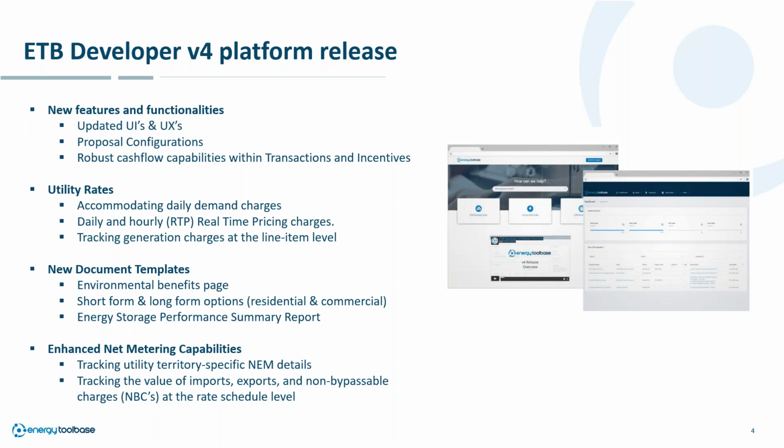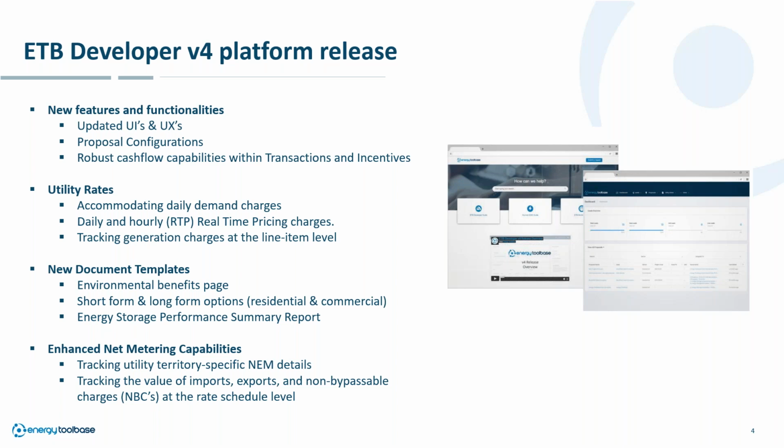We have new features like the proposal configurations feature, which allows users to pre-configure proposal inputs and settings like general information, transaction documents, and so on. We have some new cash flow capabilities within transactions and incentives. And we've really completely upped our utility rates capabilities, which we're excited about. ETB developer can accommodate daily demand charges, daily and hourly real-time pricing charges. We've also added a few new features in there like demand ratchets, charge types, and we track generation charges at a line level item within our database.